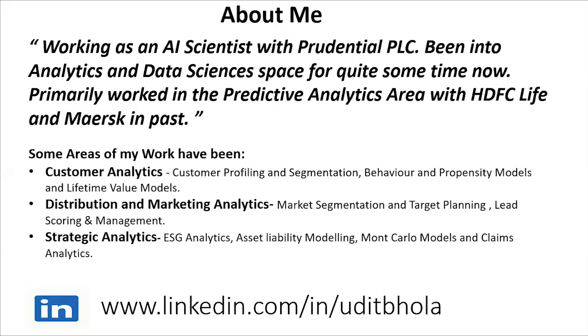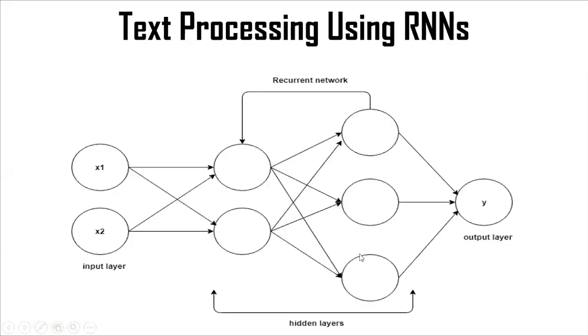So for today, we are going to study a bit about text processing using RNNs. First of all, RNN is basically recurrent neural networks. It's a version of neural networks, just like we have artificial neural networks, convolutional neural networks, CNN, ANN, and then RNN.